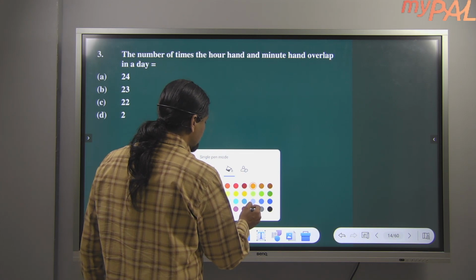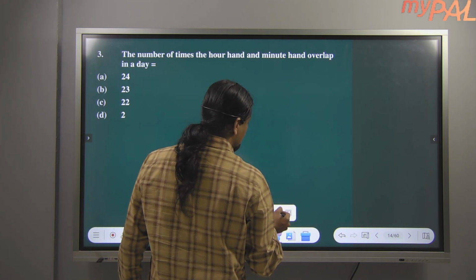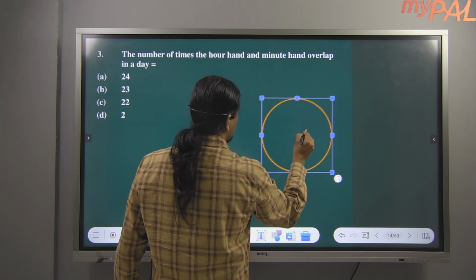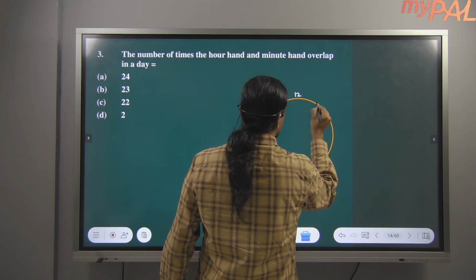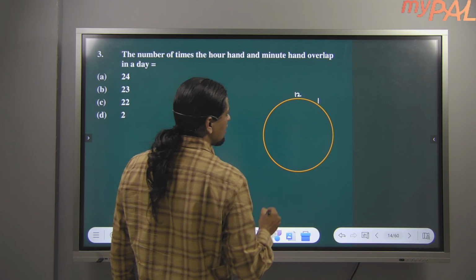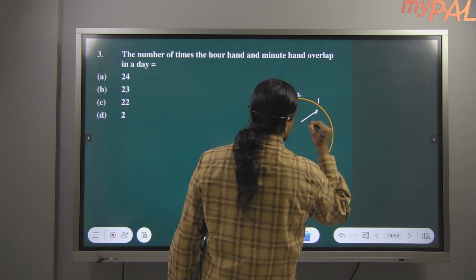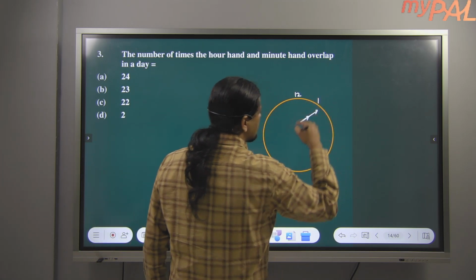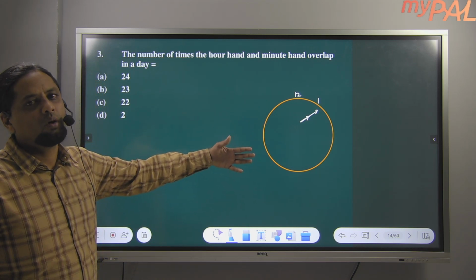Now for them to overlap, we clearly know that at exactly 12 o'clock both the minute hand and the hour hand are overlapping. But after 12 o'clock, what happens? Say for example it is somewhere at 1 o'clock. At 1 o'clock, the hour hand would have moved a little ahead. Then the minute hand will come, a 2 or 3 degrees ahead, and it will overlap.